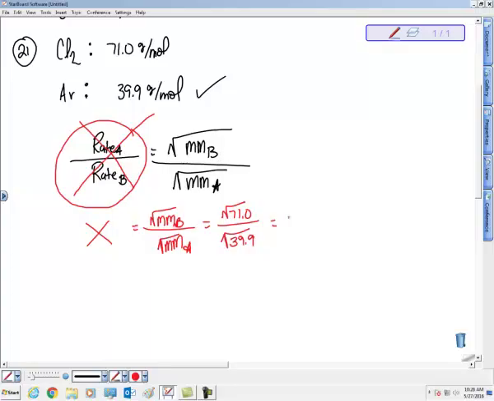And I get a value of approximately 1.3. So what this means is that argon is about 1.3 times faster than chlorine. And that's how you would answer that problem.